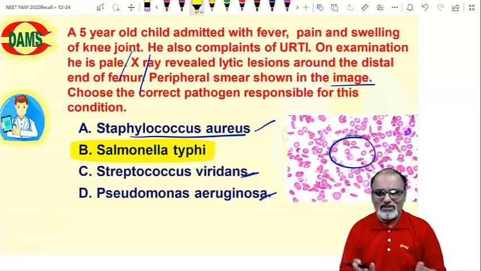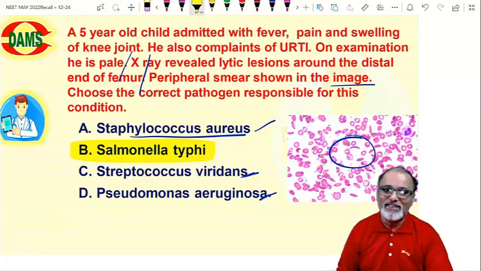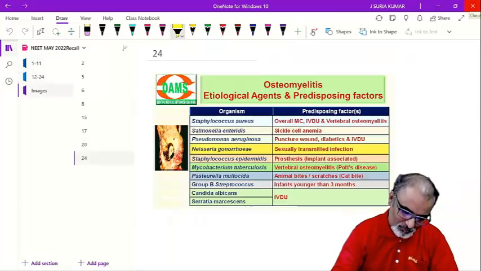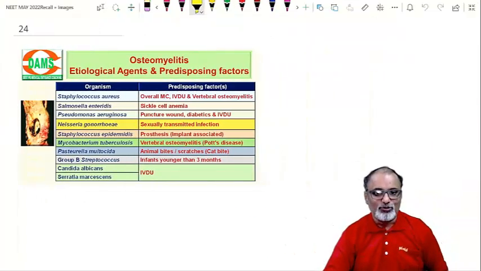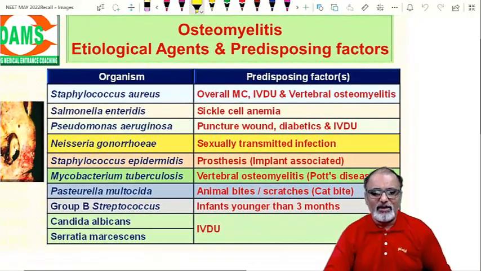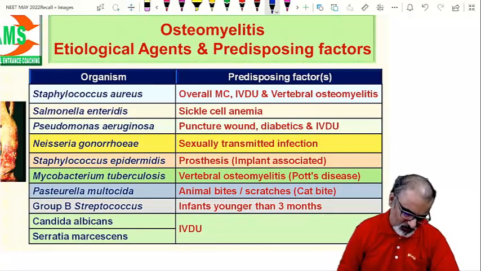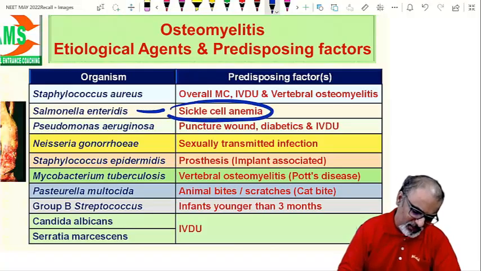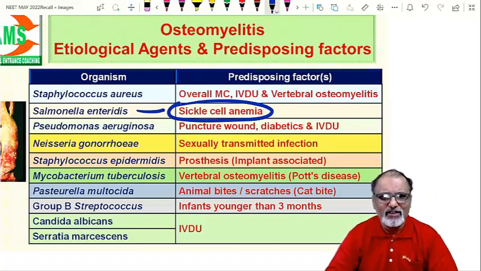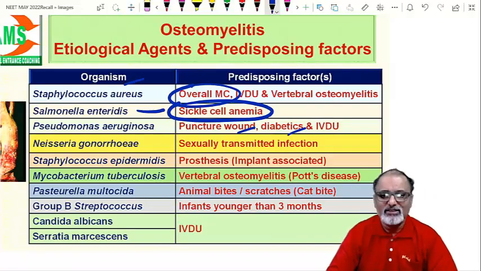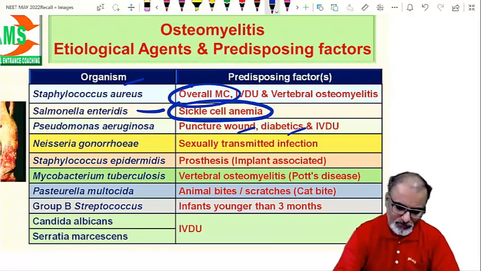But how they framed it is very difficult for the student to get, because the question is very easy. See here. Yeah, this is the thing we used to post. Osteomyelitis, clinical microbiology. See here. Salmonella typhi, enteritis, sickle cell anemia related predisposing factor. Overall most common is Staphylococcus aureus. Pseudomonas, usually puncture wound, diabetics, intravenous drug users, those kinds of things.